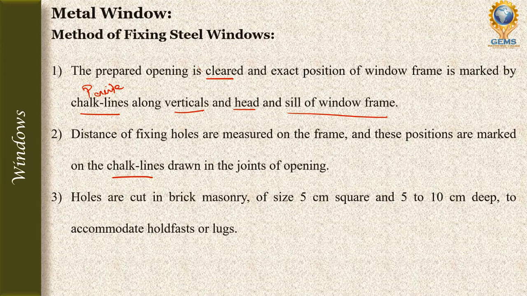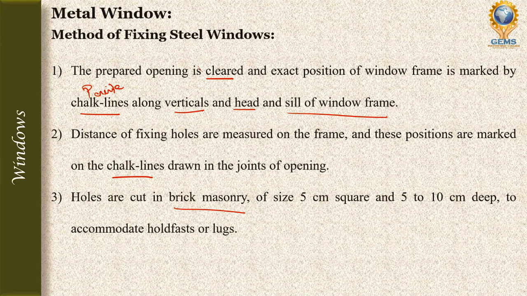Then once the marks are done, we have to cut a hole in brick masonry. If you are going for RCC masonry, they will leave spaces where the window will come while doing the concreting. So in the brick masonry only, we have to cut the hole to accommodate the hold fast. So we have to cut the hole first.